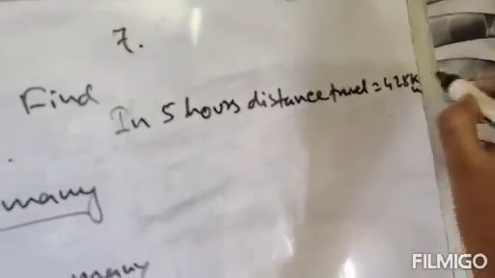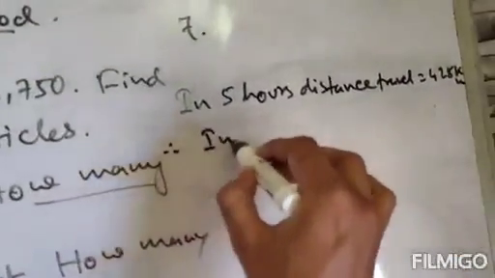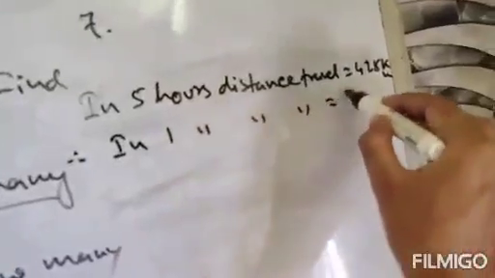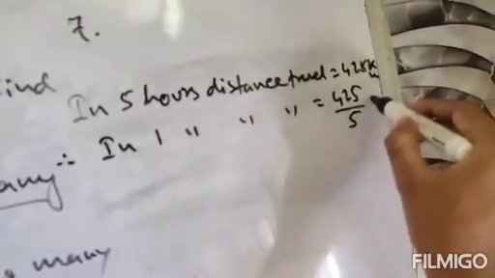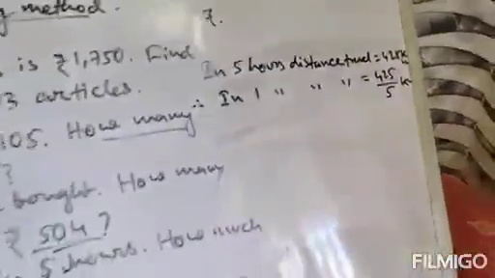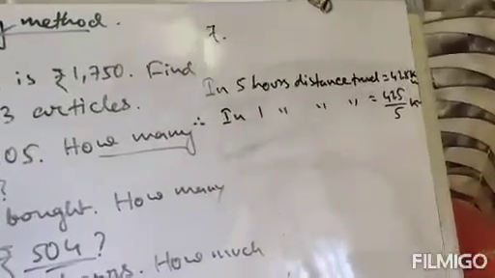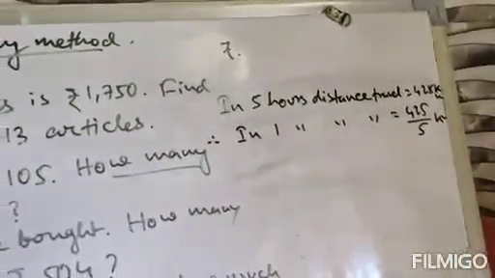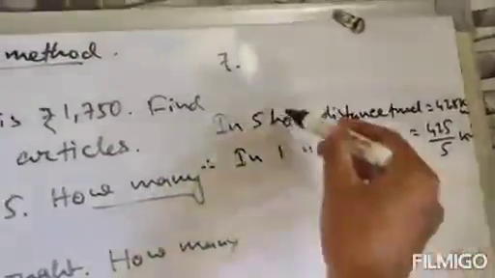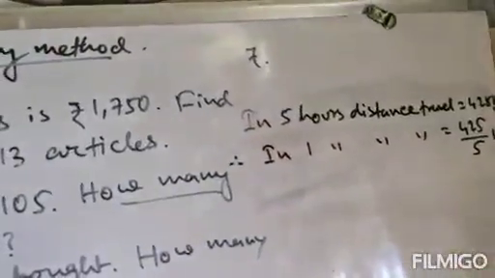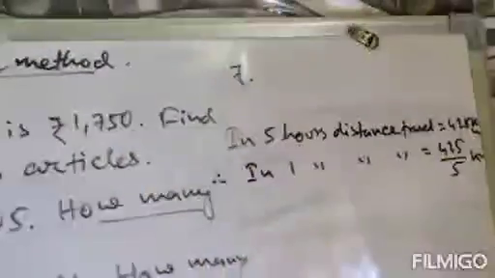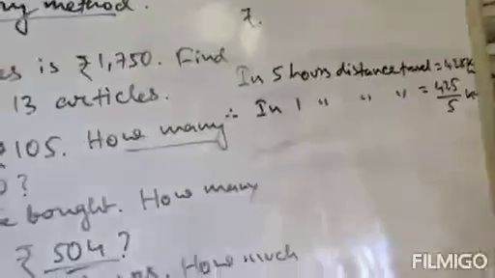So in 1 hour it will cover less than 425 kilometers. If in 5 hours it travels 425 kilometers, then in 1 hour it will travel less than 425, because time decreases from 5 hours to 1 hour. So if time decreases, distance will also decrease. That means we divide.